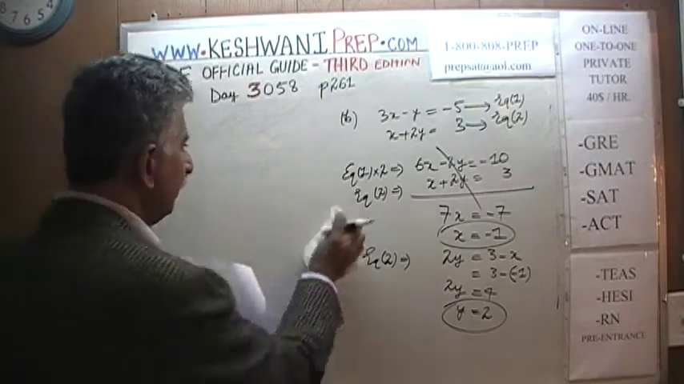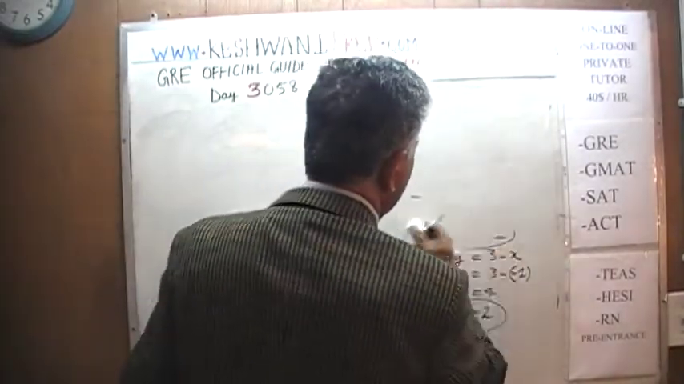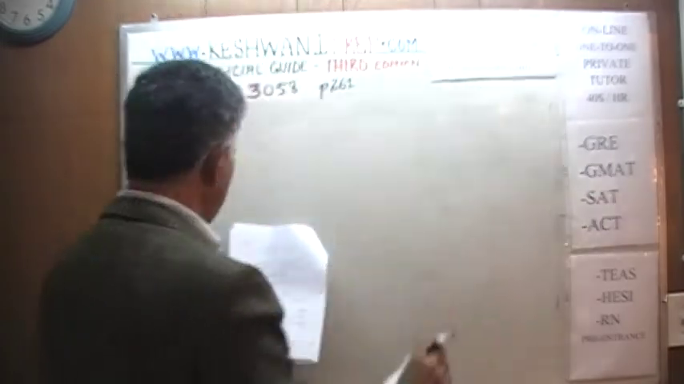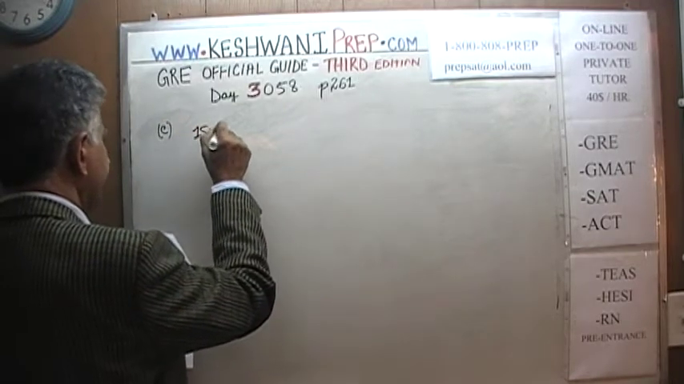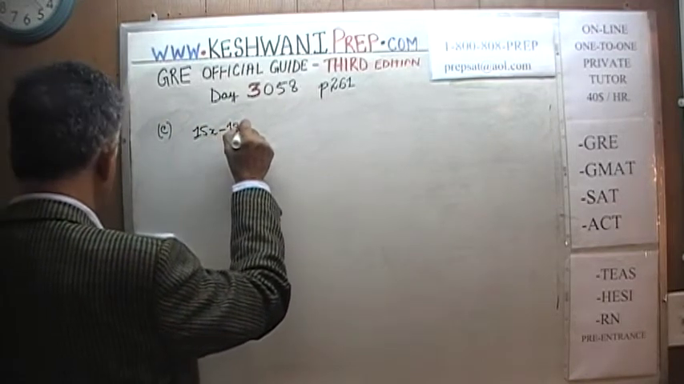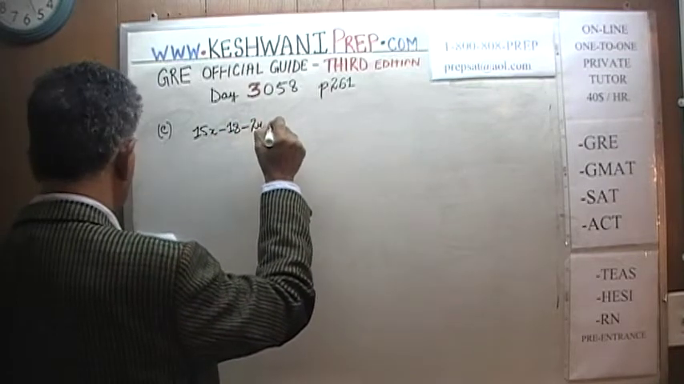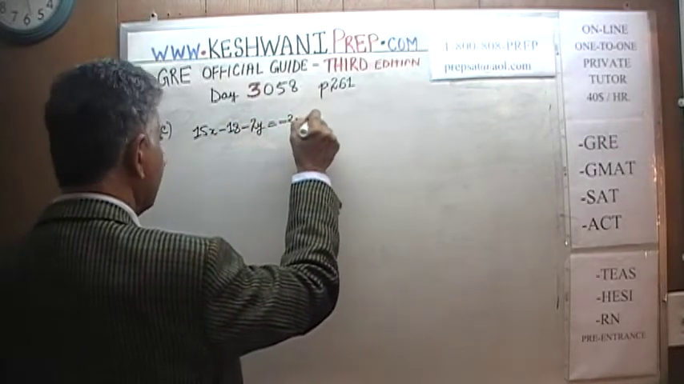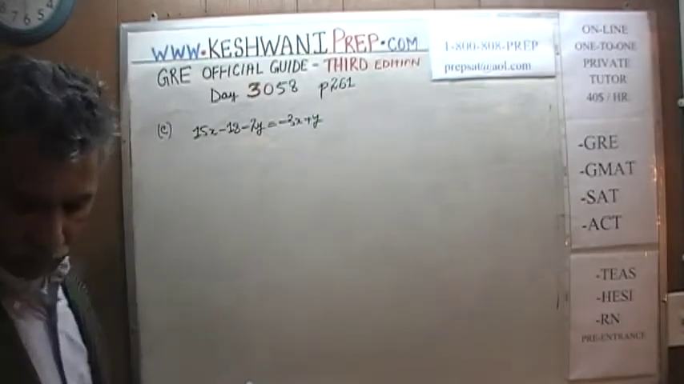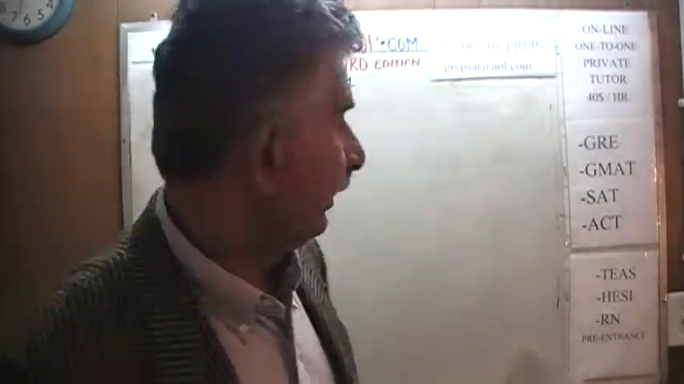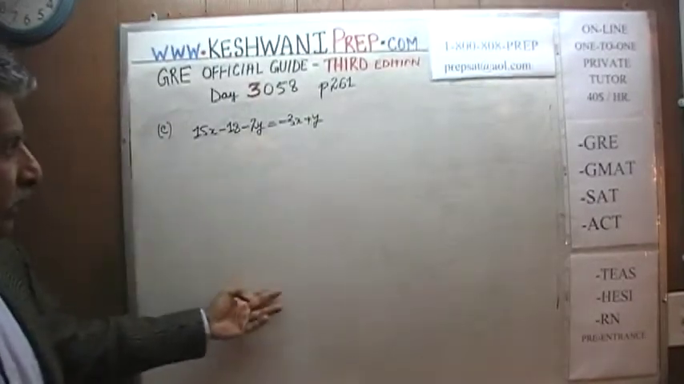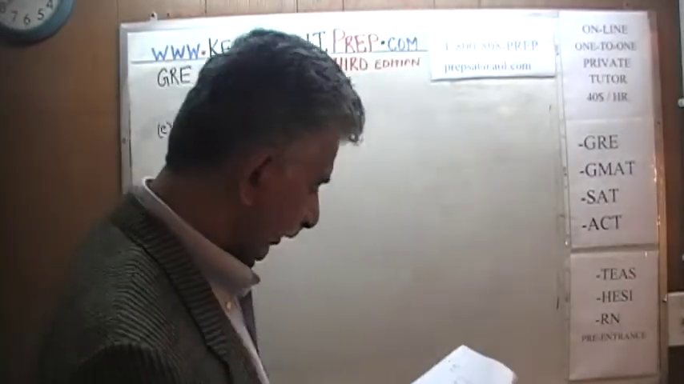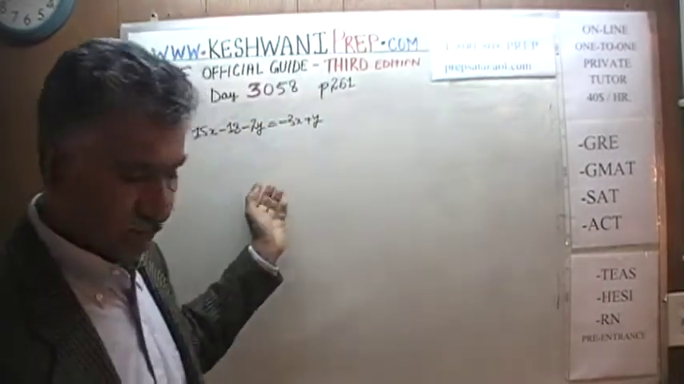I'm just going to erase the whole thing. In part C we have x minus 18 minus 2y, we are told, equals minus 3x plus y. And I'm going to put the second equation that they give us next to it instead of right underneath it, because we have to work on this equation to simplify it. We're going to do the work here, so let's make it a nice juxtaposition.